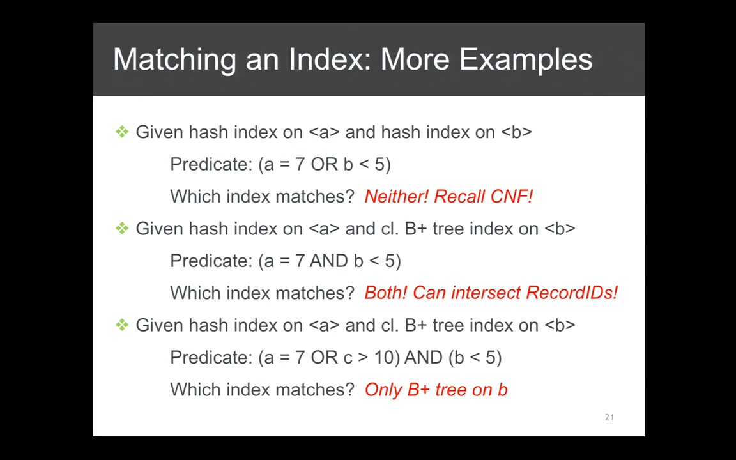If it were OR and you only had a B plus tree, then no. If it was an OR over here, and you have a B plus tree, the hash index clearly does not match. Well, let's say you don't have that. If you don't have a hash index at all, if you have only OR and only the B plus tree index, the B plus tree index alone will not match. Because you have an OR, the B plus tree index can tell you nothing about A equals 7. You will end up doing a file scan anyway.